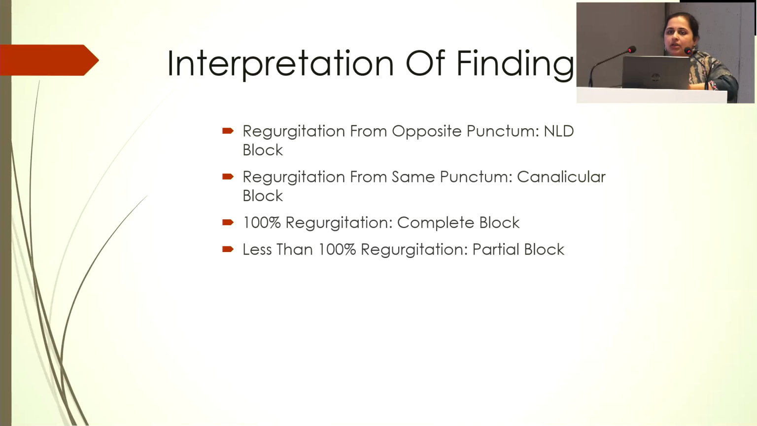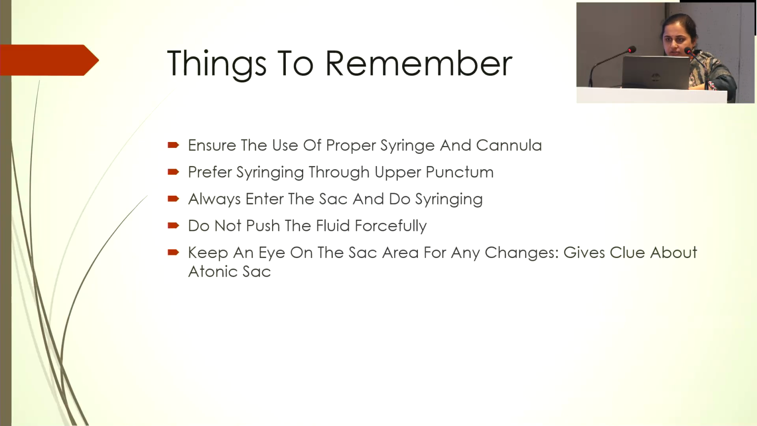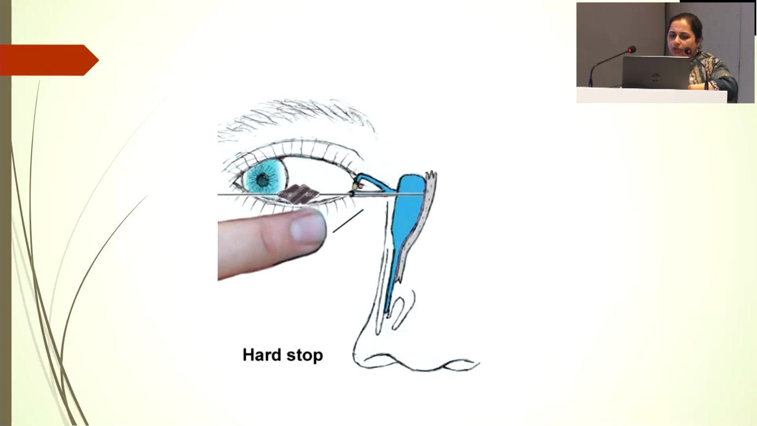If there is no obvious mucus or purulent material, maybe you can be slightly cautious with more antibiotic cover. Again, similar clear fluid regurgitation: if it is NLD block, even in spite of clear fluid regurgitation, it is always wise to go ahead with sac surgery. And obviously with mucus or purulent material, you should go ahead with sac surgery followed by cataract surgery. A few things to remember: the type of cannula, and the syringe ideally should be either 1 cc or 2 cc and not 5 cc or 10 cc, where you are just pushing the fluid.